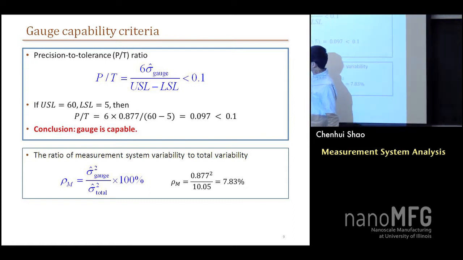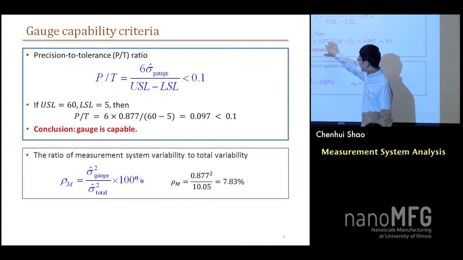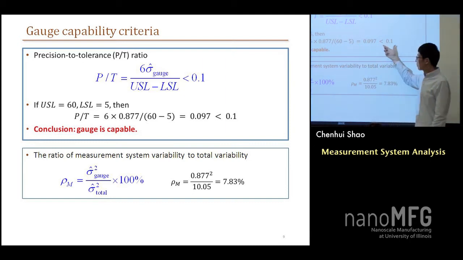If we have upper and lower spec limits of 60 and 5, then my precision-to-tolerance ratio would be 6 times 0.877 divided by 55, which is 0.097, which is close to 0.1, but it's good. It's smaller than 0.1. So we probably have a capable gauge in this case. Alright, so that's one metric for this.